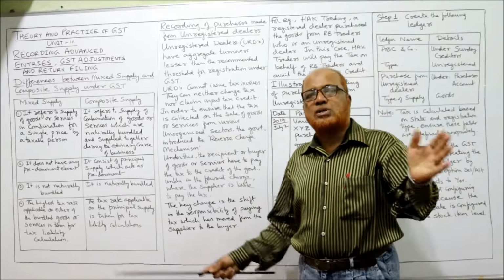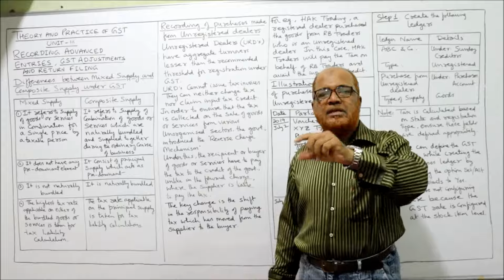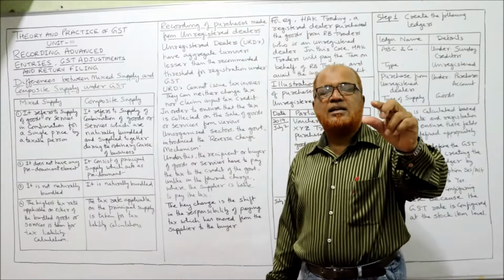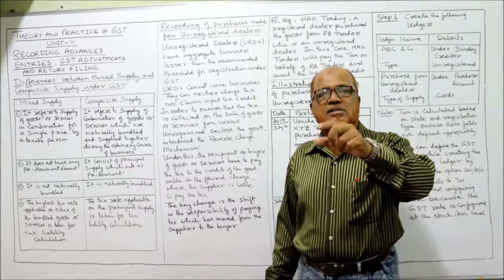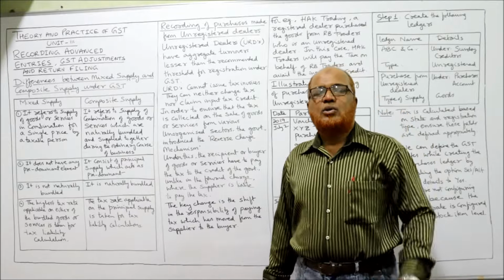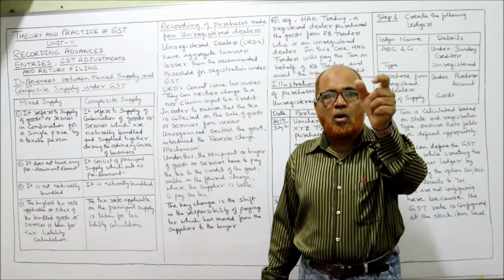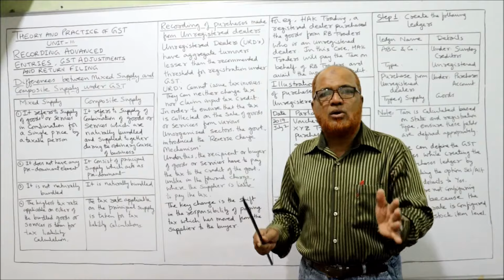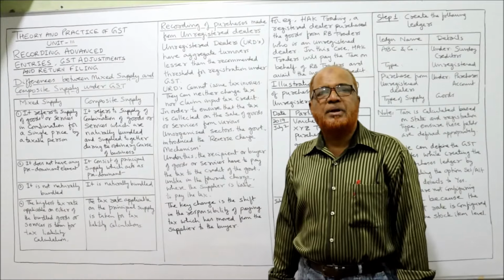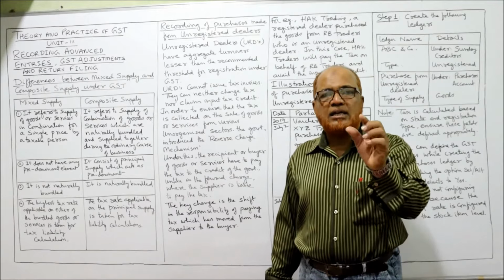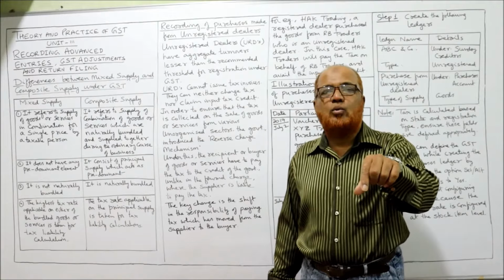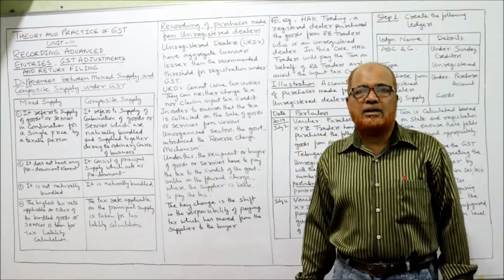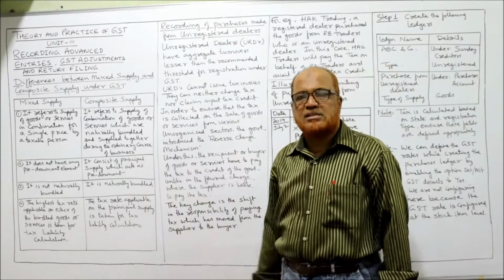For example, three goods are combined, mixed up: A, B, C. The tax rates of A, B, C are different. A is 28%, B is 14%, C is 10%. So what is the highest rate among all the goods? 28%. So we apply 28% on the mixed goods. So the highest rate of the component goods of the bundle will be taken for calculating the tax liability in case of mixed supply.